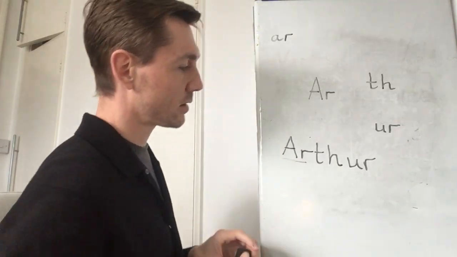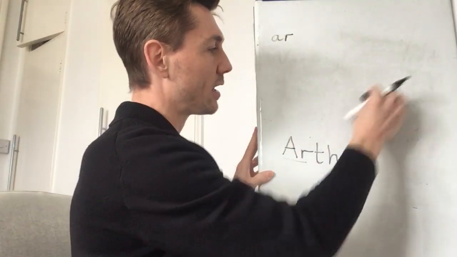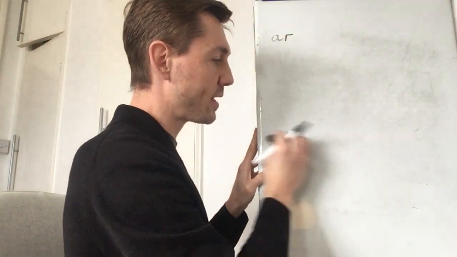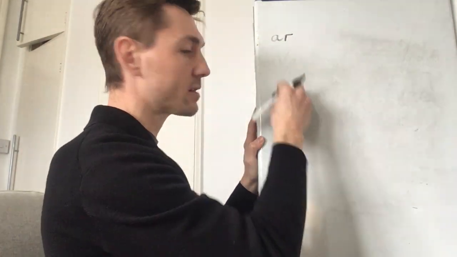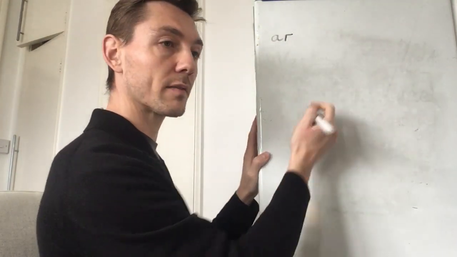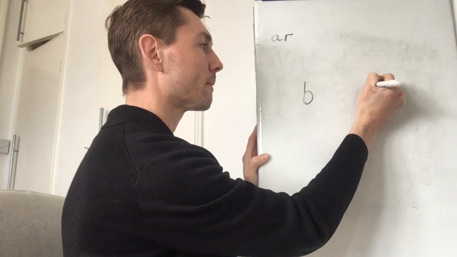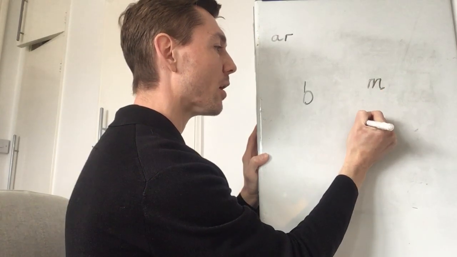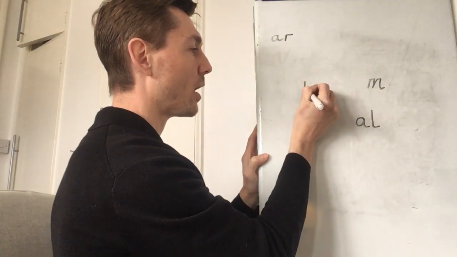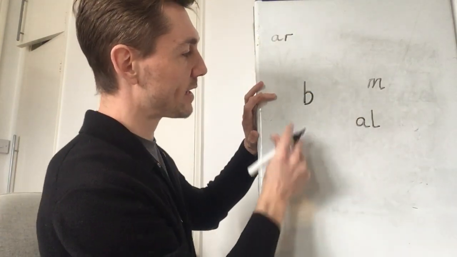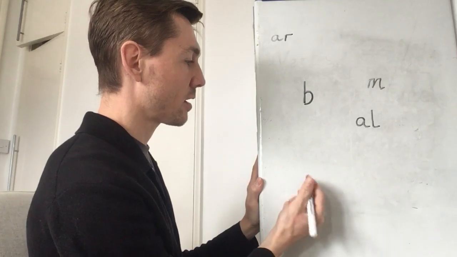Arthur. Say the sounds to read the word when you're ready. And remember, press pause if I'm going too fast so you can keep up. However fast that you need to go is fast enough. The next word is balm, as in lip balm for your lips. Balm. So say the sounds and build the word balm, and then we'll read it afterwards.